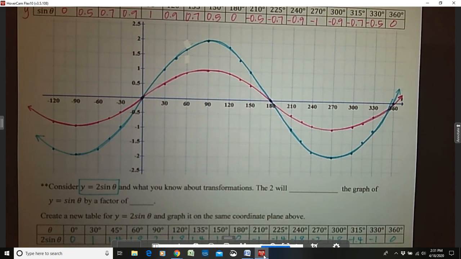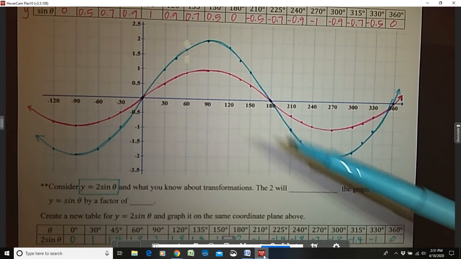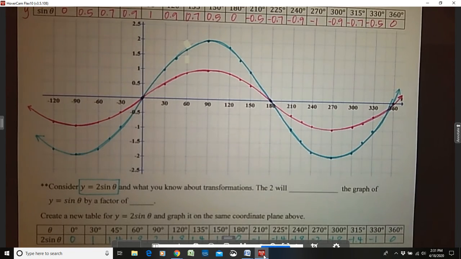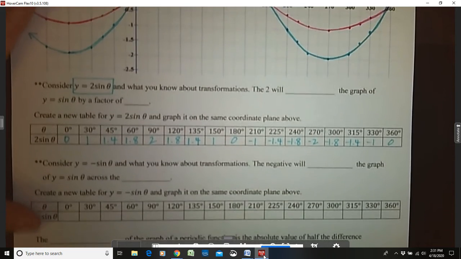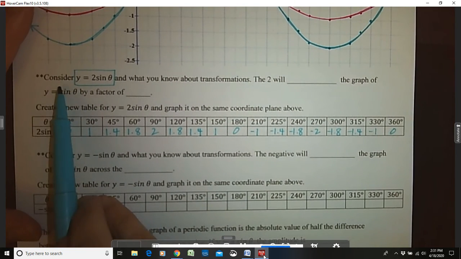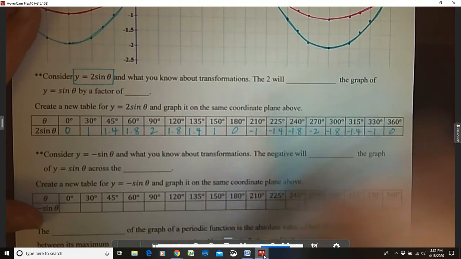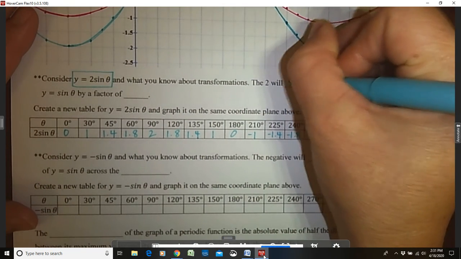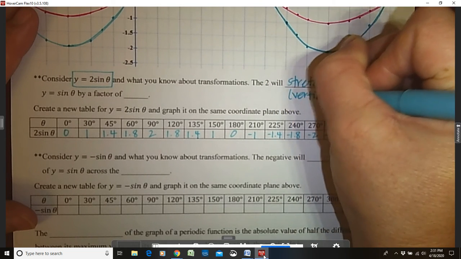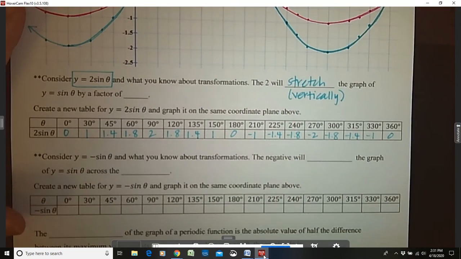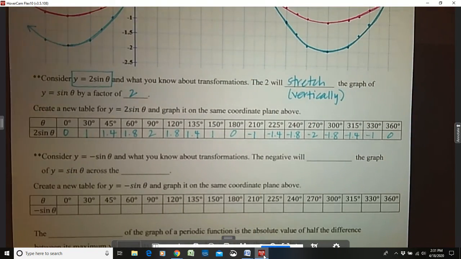You can see it's definitely a rough sketch, but it goes higher and lower. So if I think about it in terms of stretching, I took this pink graph and I stretched it. So that's what we're going to fill in this sentence with. Consider y equals 2 sine theta and what you know about transformations. The 2 will stretch, and we may want to add in vertically up and down the graph of y equals sine theta by a factor of 2.